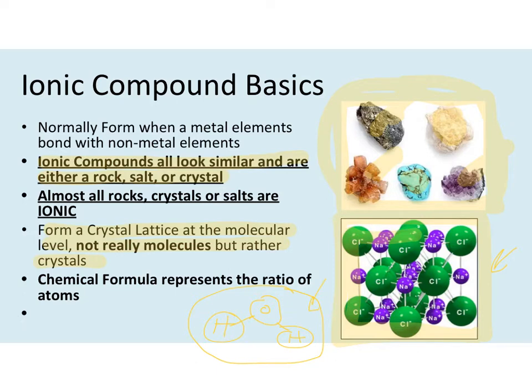Because water's not an ionic compound. There's no metal in there. Okay? So they just kind of form these crystal lattices, and I'll show you these pictures a little bit later on as well. Okay? So that's when I say the chemical formula represents the ratio of atoms.